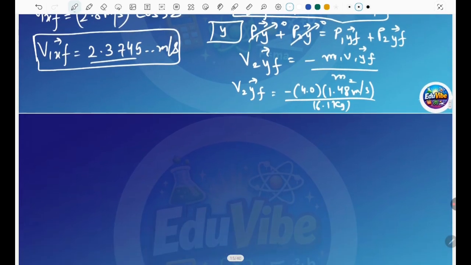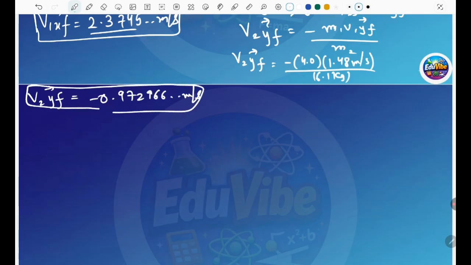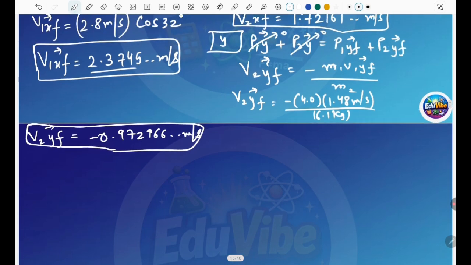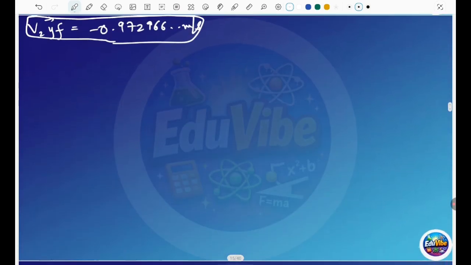So when we calculate V2y final, we get about negative 0.972966 meters per second. So this is your V2y final and this is your V2x final. Now what do you have to find? Now to find the resultant vector, from here you get the magnitude and the angle.